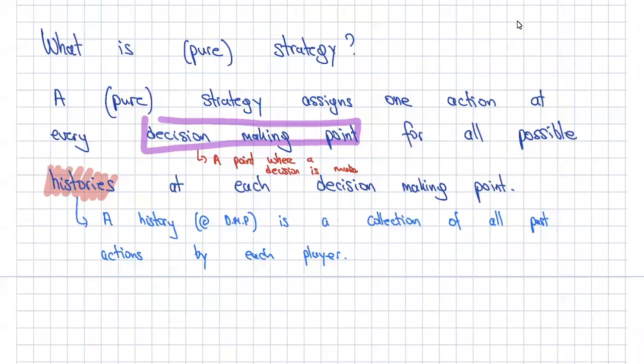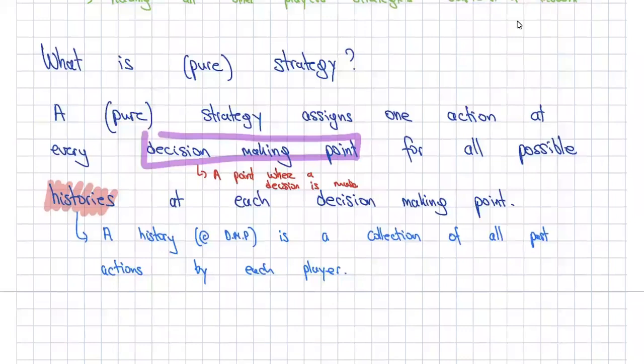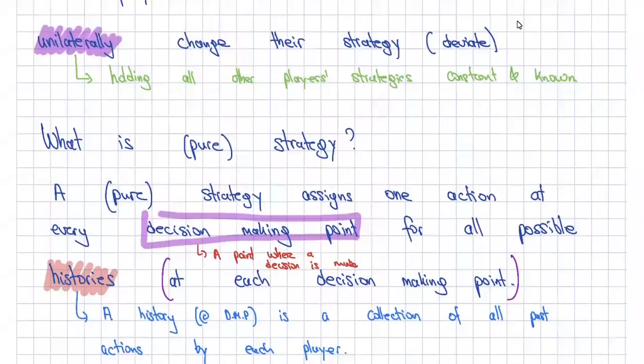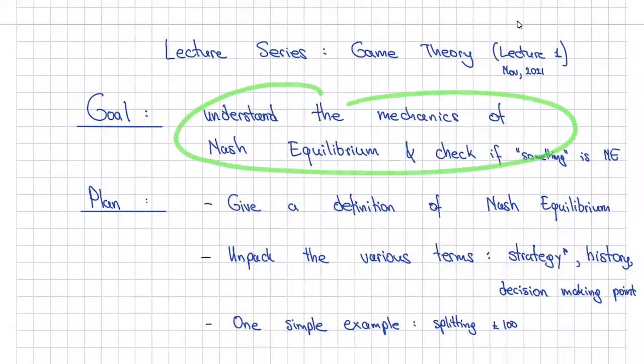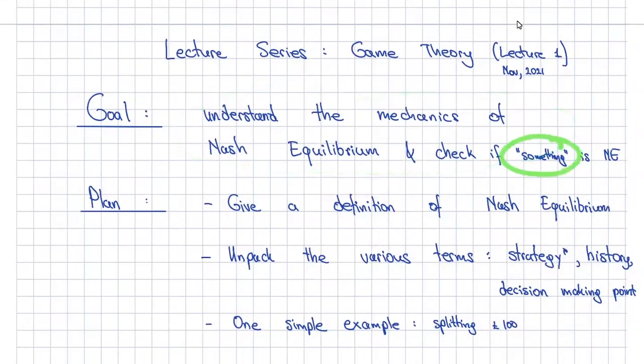So what's a pure strategy? It simply assigns one action at every decision-making point for all possible histories at each decision-making point. This second part is just reminding us that a history belongs to the decision-making point. So we cannot talk about what's a history in the game; we have to talk about a history for a particular decision-making point. Okay, so let's look at this. What's our goal? We want to understand the mechanics of a Nash equilibrium and check if something is one. We know it's a profile of strategies. So when someone says, is this a Nash equilibrium?